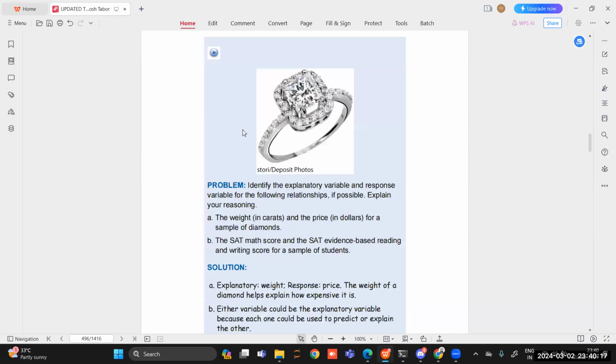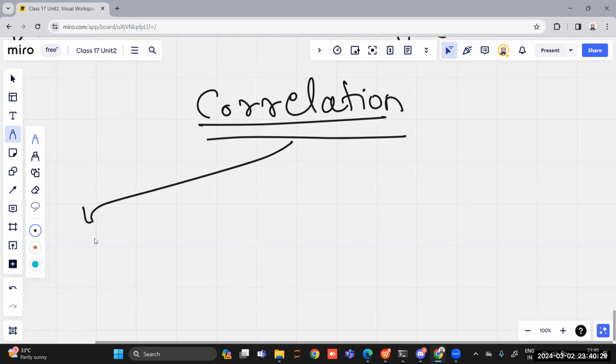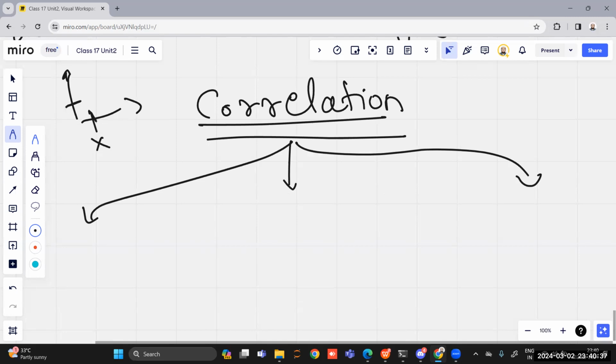Now I'll explain correlation, then we'll go on to the sums. I'll finish one topic. I've shown you how to plot scatter plots. For a specific value on the x-axis, we plot the point by looking for the corresponding value on the y-axis. That's the scatter plot. There are three types of correlation.